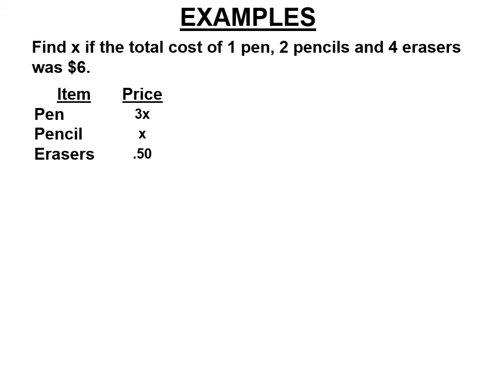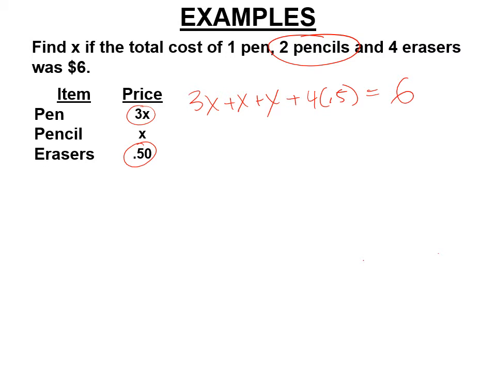All right, so we saw this as an expression. Now we're going to see it as an equation. So we know 1 pen is 3x. 2 pencils is x plus x, and you can write 2x. And 4 erasers, the erasers are 50 cents again, so 4 times 50 cents. But now we know the total cost. Since we know the total spent was $6, we can use that to work backwards to figure out what the pencil cost. And then once we find out what the pencil costs, we know the pen will cost 3 times that. Okay, so let's do that.